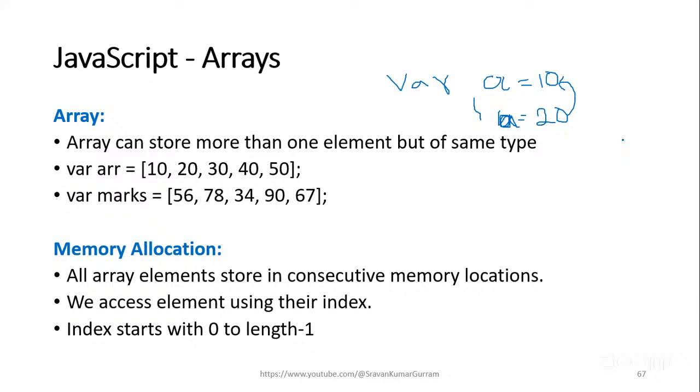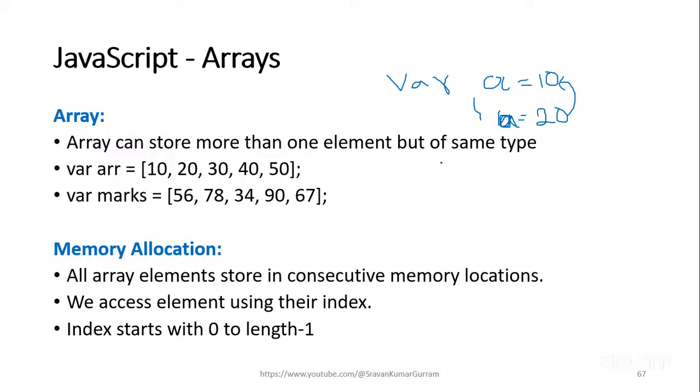But now I have one requirement where I want to store multiple values, more than one value, in a single variable. But whenever we try to store the second value, automatically the first value will be deleted. So this is the problem with a normal variable. But how can we store multiple values? The solution for this problem is the arrays concept. We can store multiple values in a single variable with the help of arrays.